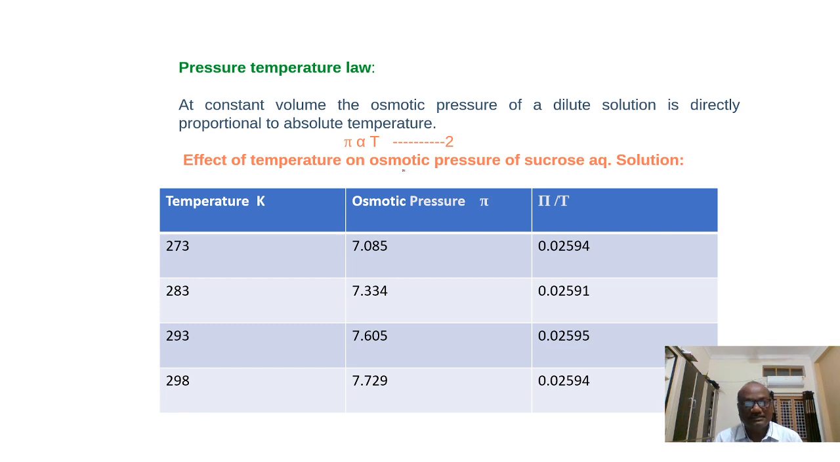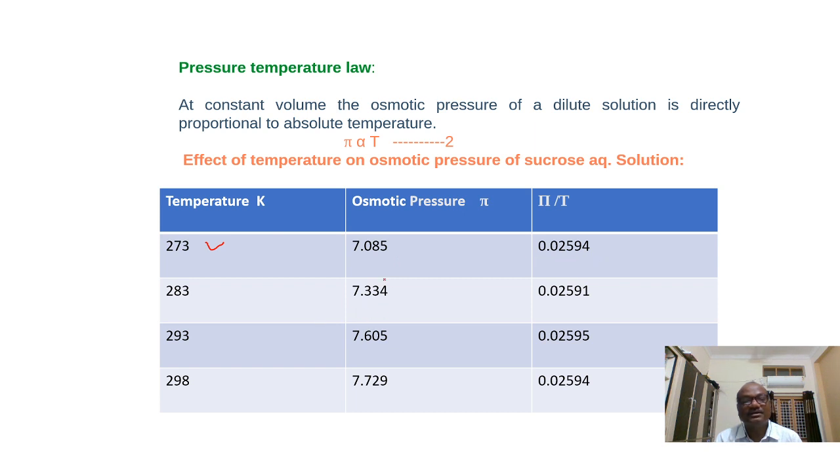In support of this, data is given here, at different temperatures for the same sucrose aqueous solution. It is observed that at 273 Kelvin, the osmotic pressure is 7.085 atmospheres, and pi by T, that is 7.085 divided by 273, gives 0.02594.